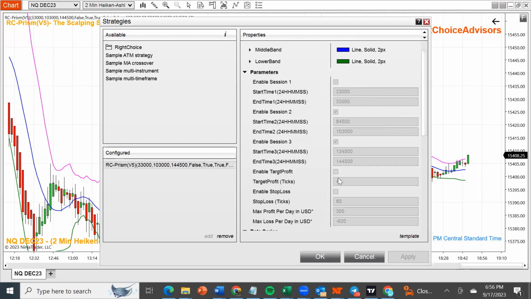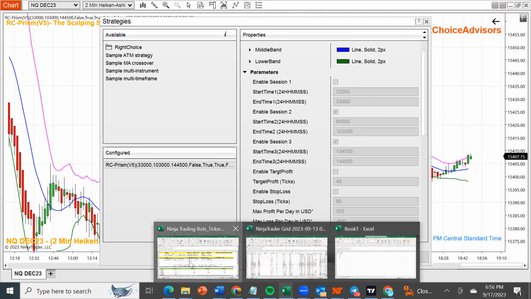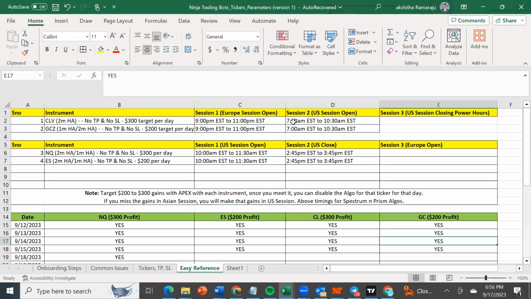Enable the parameters based on where there can be high volumes, where there can be a non-choppy environment. Europe open, US open, US close. These are the best periods for NQ, ES, RTY, YM, EMD, all those tickers. Or for crude oil and gold, generally India open. Whenever India opens, 9 p.m. EST to 11 p.m. EST, that is where people will buy a lot of gold.